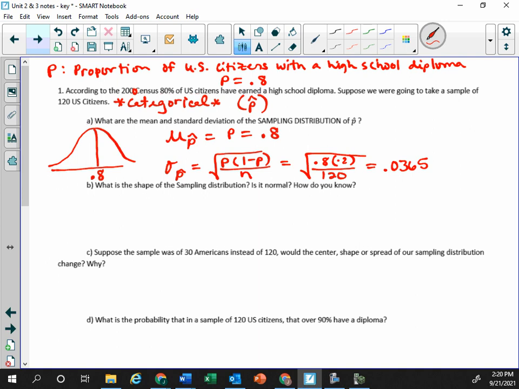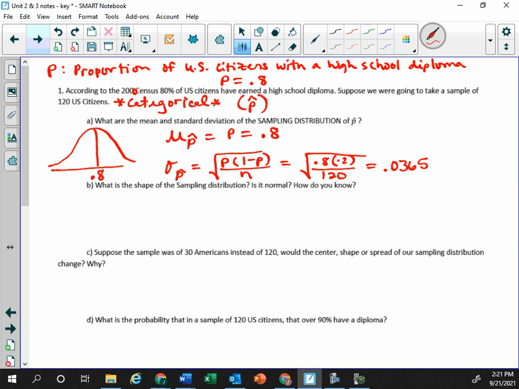All right, then it's saying, what is the shape of the sampling distribution? Is it normal, and how do you know? Okay, so what was our condition check for normality with proportions? Go ahead. Good. So we have to check that.